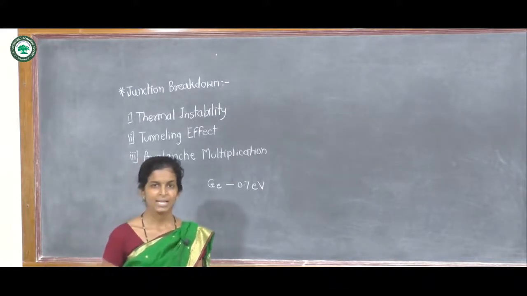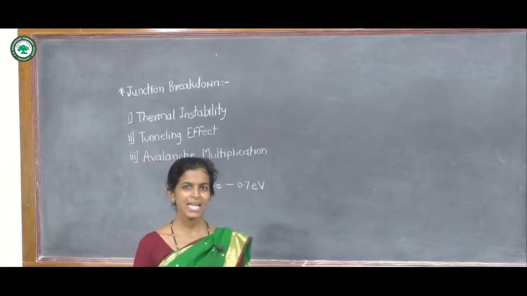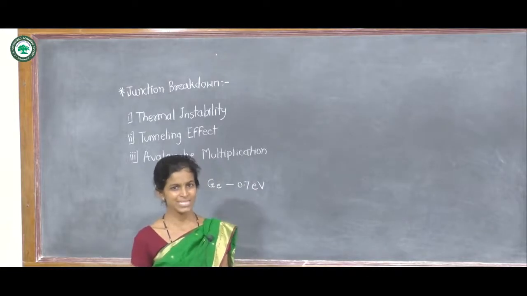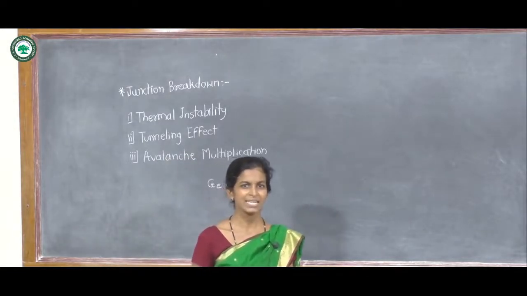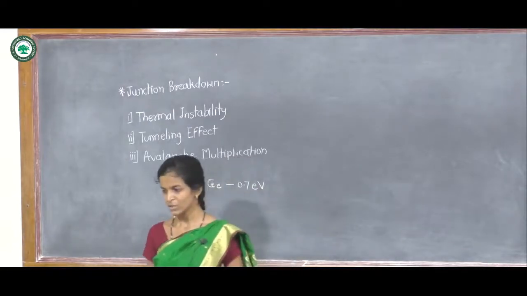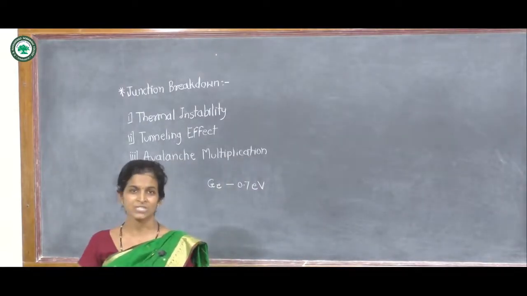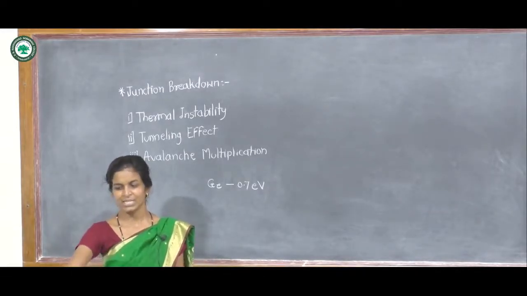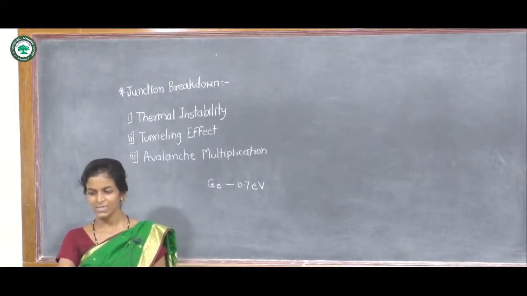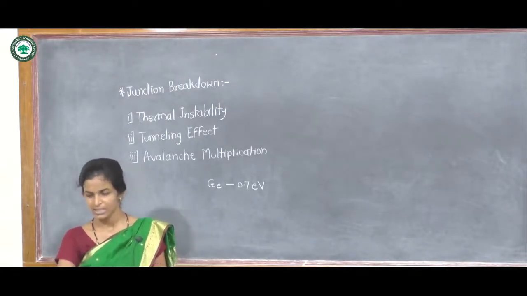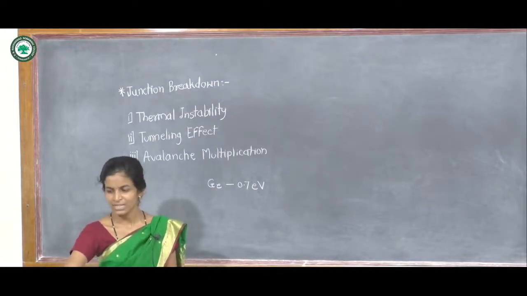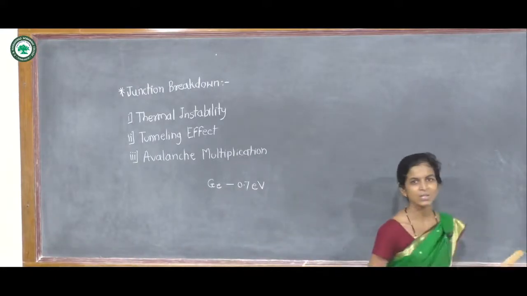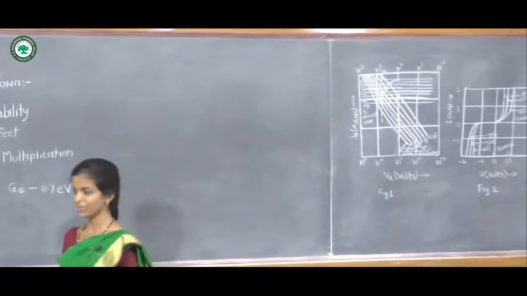That is, when a high reverse voltage is applied to the PN junction, then a high reverse current flows, due to which there is heat dissipation, and due to this heat dissipation, it increases the reverse current in comparison with the value at lower voltages. The temperature effect on reverse IV characteristic is shown in this figure number 1.